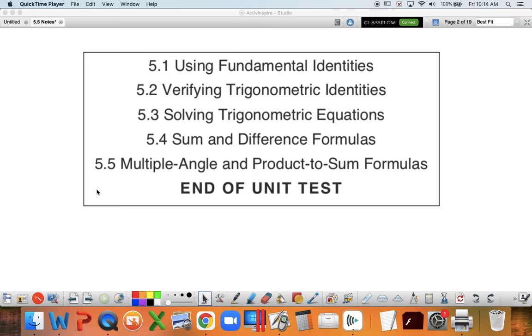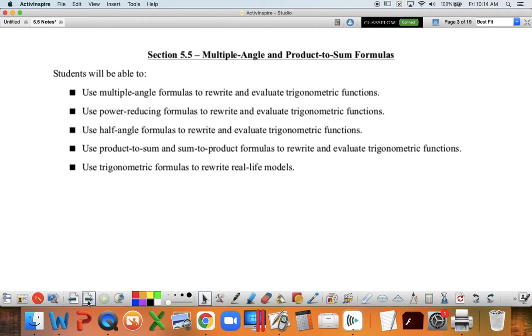But remember, I'm giving you these formulas on a test, so it's really important that you know how to apply these formulas and use them within the context of the question. We're going to be using multiple angle, power reducing, half angle, product to sum, and sum to product formulas. But again, I remind you, I'm giving you these formulas on a test.